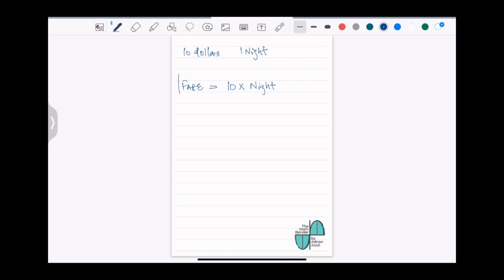Now, this is a very basic one, but this is a system where fare and nights are variables. This could be fewer nights. So, for example, if you're staying for fewer than 10 nights, you will be paying less fare. And if you're spending more time there, then you'll be paying more, obviously. So, this is a basic system.